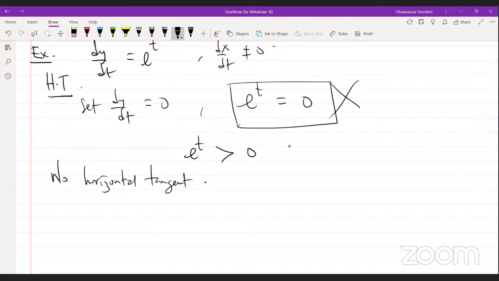Make sense, guys? For all values of t, it's just going to be strictly positive. Very strictly positive. Okay.